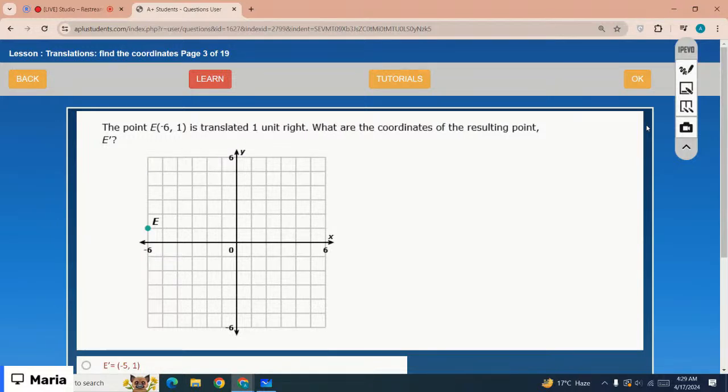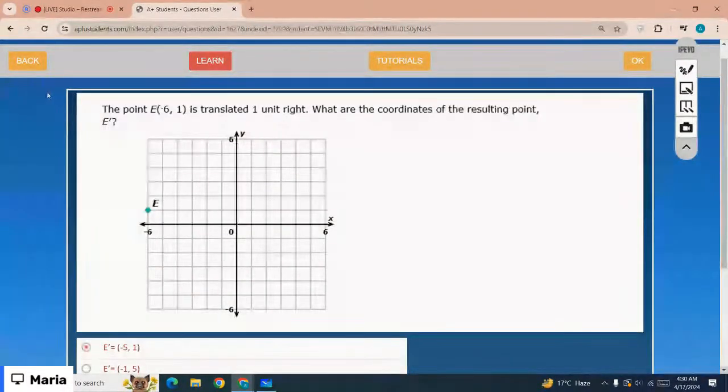So the correct option is, you have to move 1 unit right. You need to add 1 to the x component. So that would be negative 5 and 1 right. Option number 1 is the correct option.